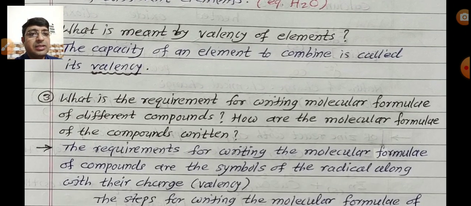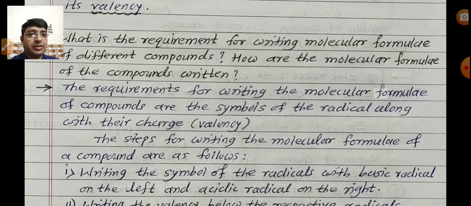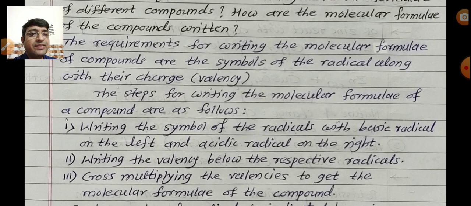Third question given, what is the requirement for writing molecular formulae of different compounds, and how are the molecular formulae of the compound written? Now see the answer of this question. The requirements for writing the molecular formulae of compounds are the symbols of the radicals along with their charge, means valency. The steps for writing the molecular formulae of a compound are as follows.